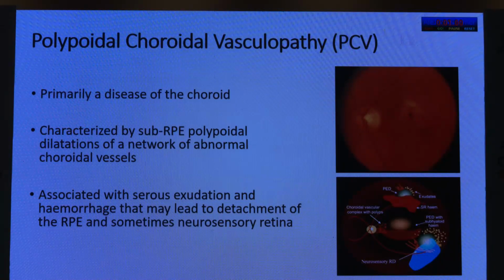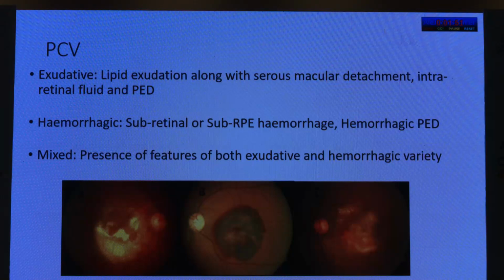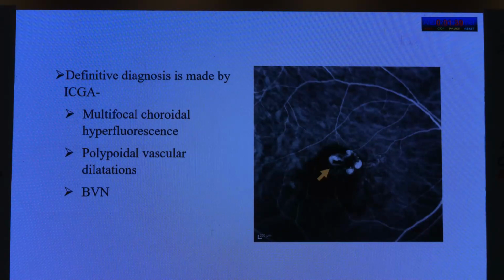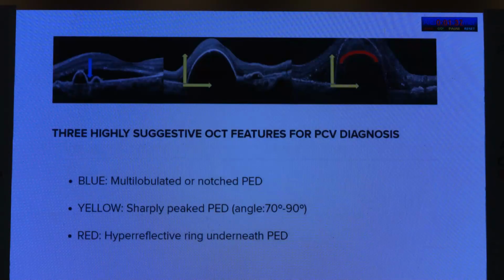Coming on to PCV, it is primarily a disease of the choroid, and it is associated with serous exudation and hemorrhage that may lead to detachment of RPE and sometimes neurosensory retina. So it can be of exudative type, hemorrhagic type, or mixed type. The definitive diagnosis is by ICG. You see multifocal choroidal hyperfluorescence, polypoidal vascular dilation, and presence of a branching vascular network.